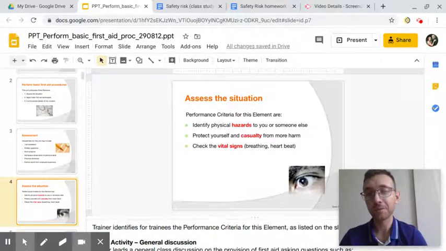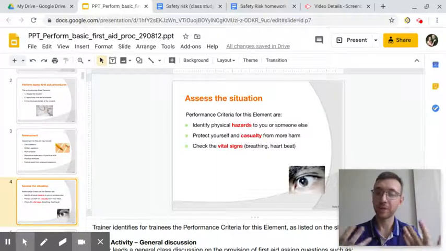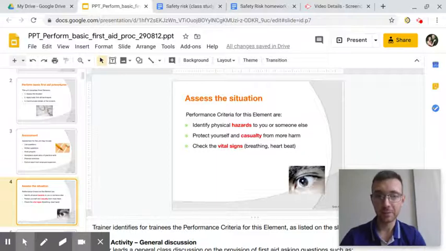Protect yourself and the casualties from more harm. So we need to wear protective equipment to keep us safe. So if that person is sick, we do not get sick. It's very important, especially with the coronavirus stuff going on now, that we really protect ourselves. And then final, check vital signs for breathing and heartbeat. So we'll learn all those things.